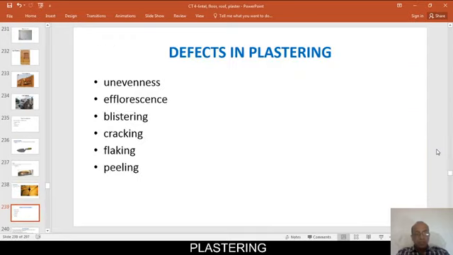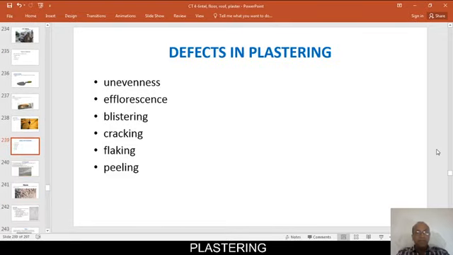Now we can see the different defects in plastering. The defects in plastering can be unevenness, efflorescence, blistering, cracking, flaking, peeling, etc. Unevenness is the surface not being very even after plastering.